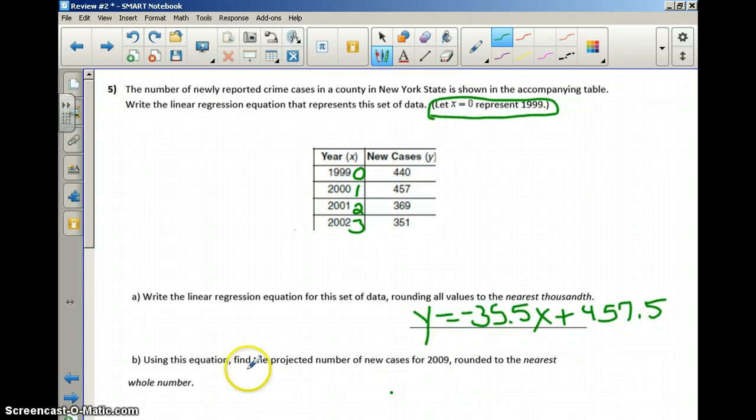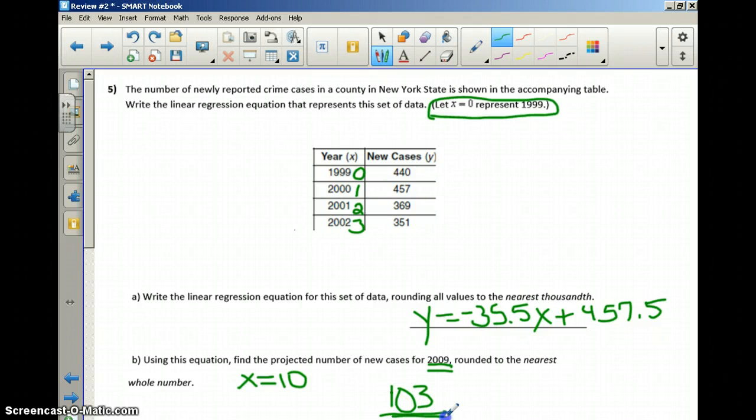Now, the next is projected cases for the year 2009. Well, notice up here, 2001 was represented by 2, 2002 represented by 3. So 2009 means that my x should go in as 10. So if I take this 10 and plug it into this equation, I am going to get, to the nearest whole number, 103 new cases.